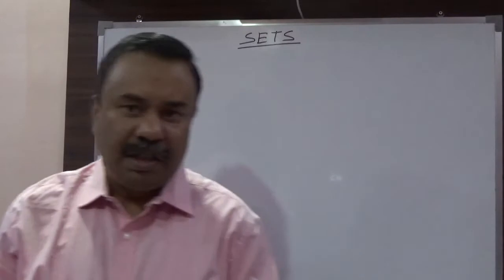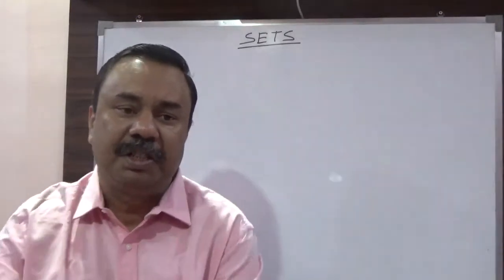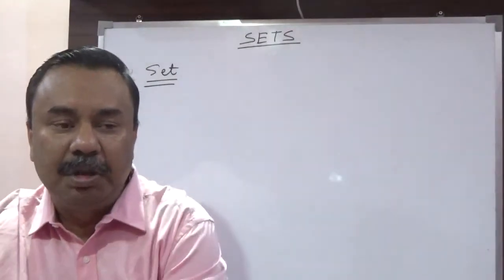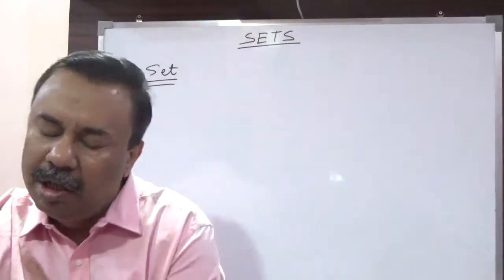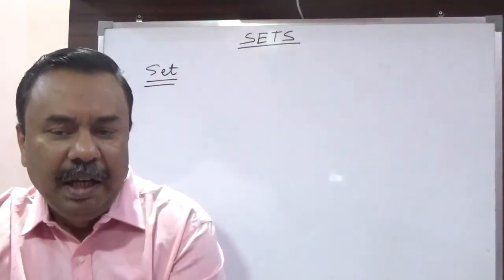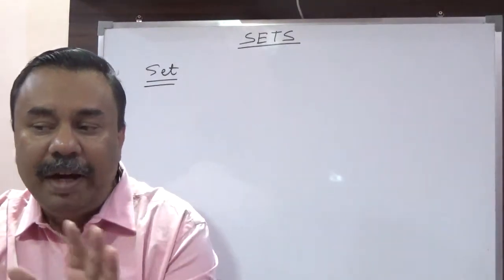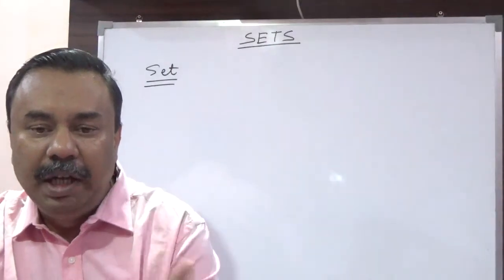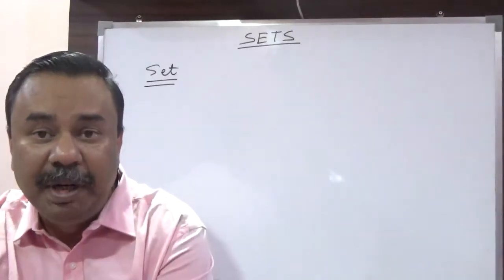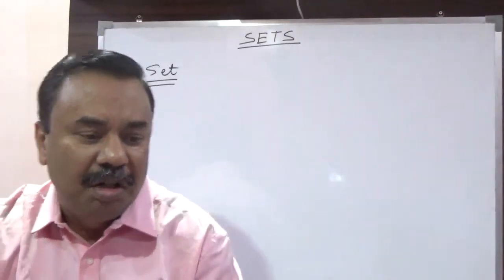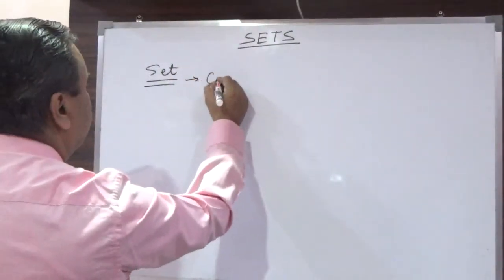It is a collection, for example, a collection of objects. If you go on collecting names of students of a class, then you get a list. This list is called a set. Similarly, if you take the names of all the students of a university, or all the members of a committee, all these things are called a set. So a set is a collection of objects.